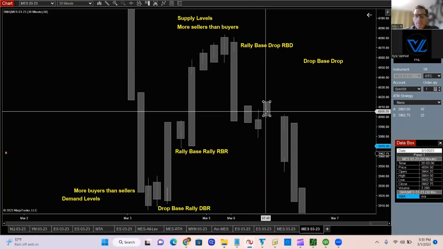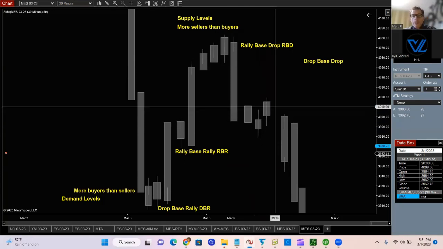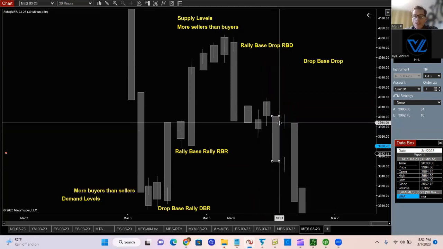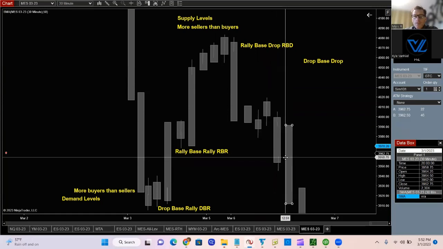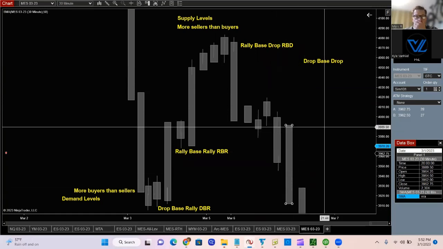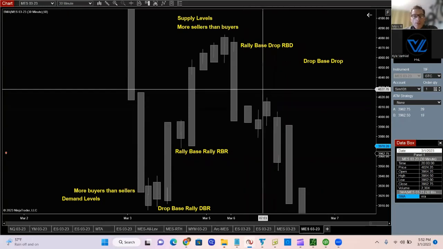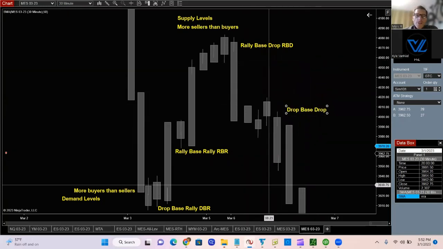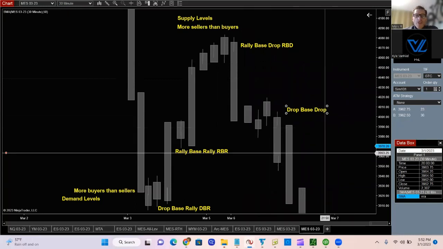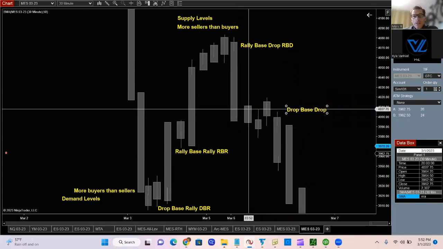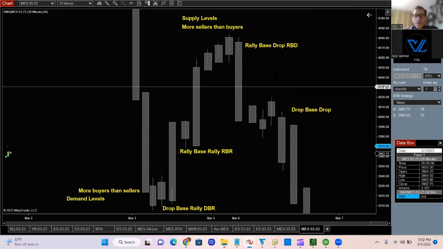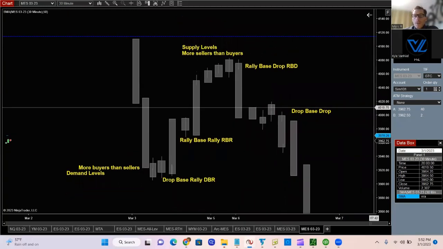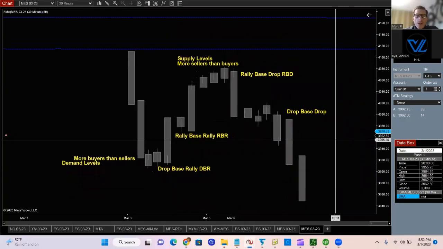Maybe the candle ended up looking like this. It looks like it's going to hold and start pushing back up, and in this case you end up getting something like this, and price keeps pushing down. This is what we refer to as a drop base drop. Price drops, bases, kicks back and forth a little bit, drops again, and keeps going.